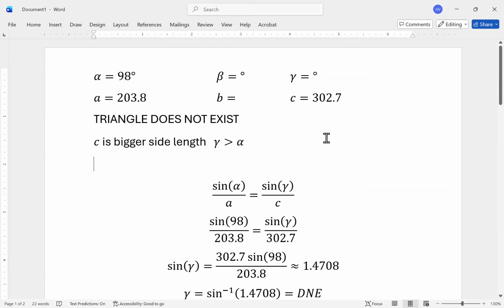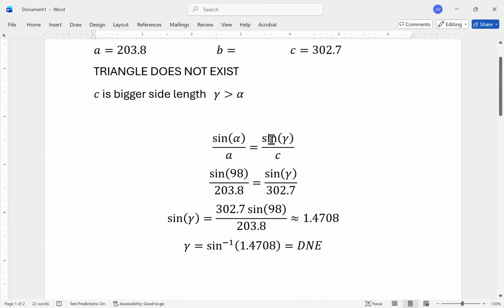And if gamma and alpha are both more than 90, then we're already above 180 degrees for our angles of a triangle. So that would be the intuitive way to see that, yeah, we can't have two angles that are above 90. So since we can't have two angles above 90, this triangle does not exist. But you'll see that if you try to solve it algebraically as well.